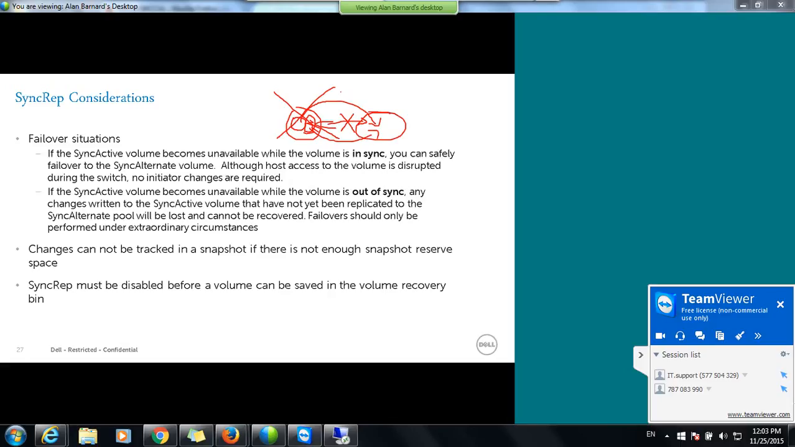Changes cannot be tracked in a snapshot if there is not enough snapshot reserve space. We already know about that. What's going to happen is it's going to move to an out of sync scenario instead of failing. Sync rep must be disabled before a volume can be saved in the volume recovery bin. Yeah, we know about that as well.